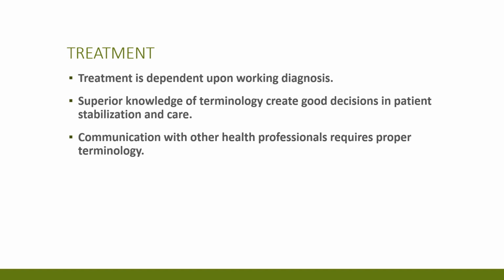Now, anytime you want to correct a problem, first of all, you have to know what's normal. And how do you come up with a diagnosis? You have to know what's normal first and the balances. Like, for instance, blood pressure. Everyone knows normal blood pressure is a mean average of healthy individuals. It was a study done on thousands of people, and they found that 120/80 was the mean average, 140/90 was the high average, and 90/60 was the low average. Anywhere in between there is a healthy individual. So that's just one example that if the blood pressure is out of balance, then you can come up with a treatment plan. And superior knowledge of terminology creates good decisions in patient stabilization and care.